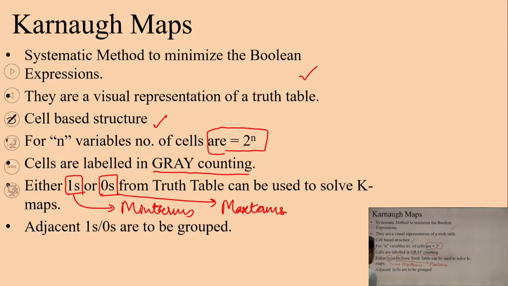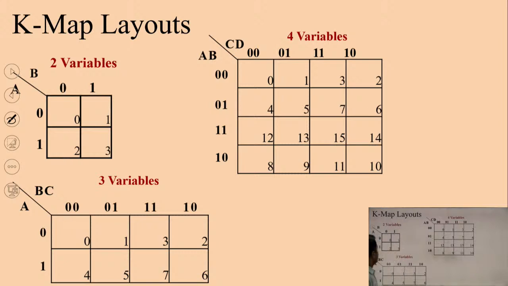So what we have to do is group adjacent ones or zeros. That means the ones which are lying nearby each other in predefined shapes and predefined sizes can be grouped. So what are these rules? First, let's prepare the structures before going to the rules.